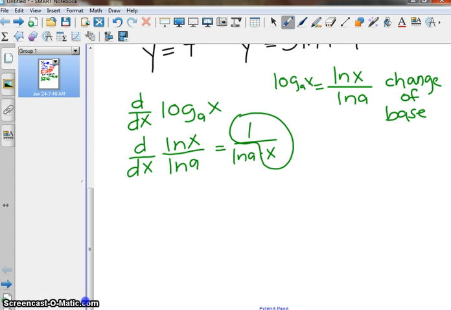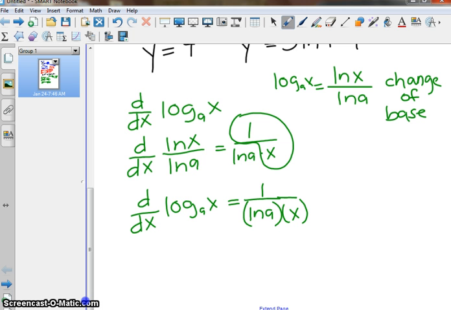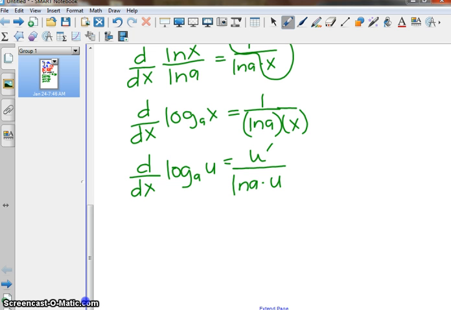If you want to just follow the formula, the derivative of log base a of x is 1 over natural log of a times x. If it is a u, the derivative of log base a of u, then of course you will have a u prime. So u prime over the natural log of a times the u. So let's look at an example problem.